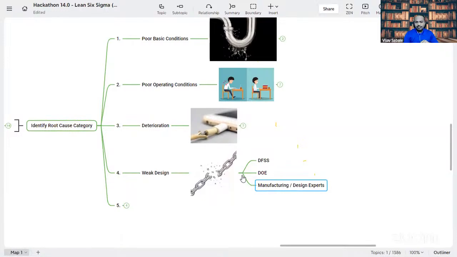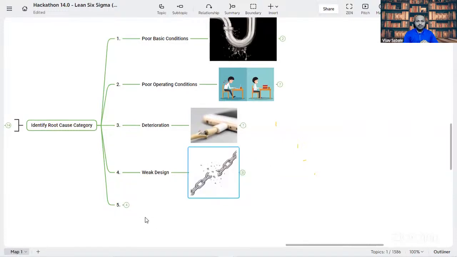Clear up to this point? Any questions on these four categories?